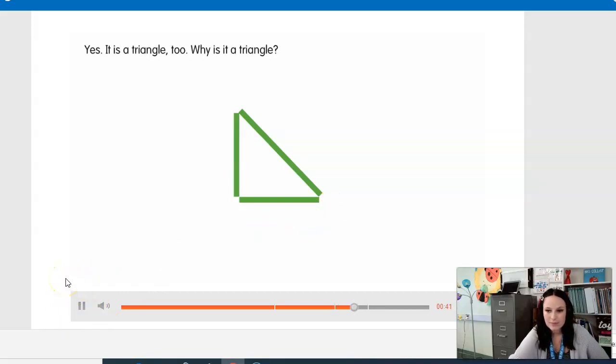So it just told us that what makes it a triangle are its 3 vertices and 3 sides. So is this shape here a triangle? Yes, it is a triangle too. Why is it a triangle? So it is a triangle, but why? Why do you know or think that this is a triangle?